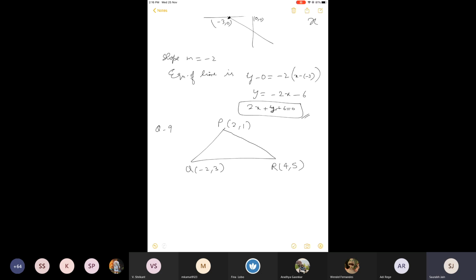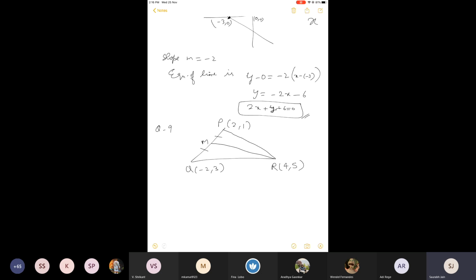We all know what a median is. A median is a line segment drawn from the vertex to the opposite side such that it bisects the opposite side. So RM is the median. Therefore, it will bisect the side PQ, or we say that M is the midpoint of PQ. We have to find the equation of this median.